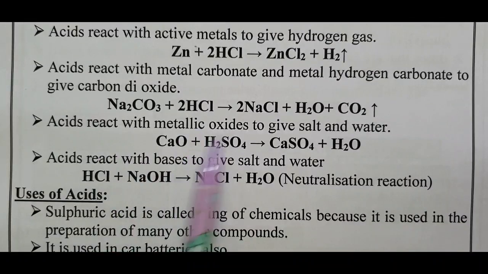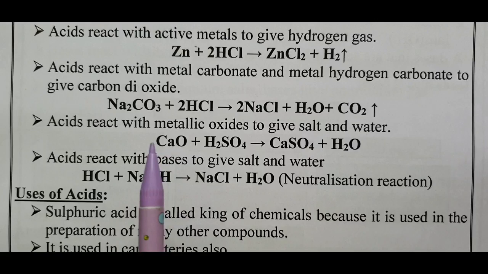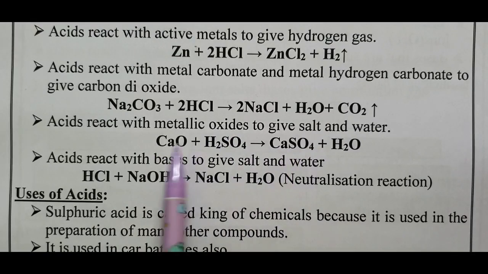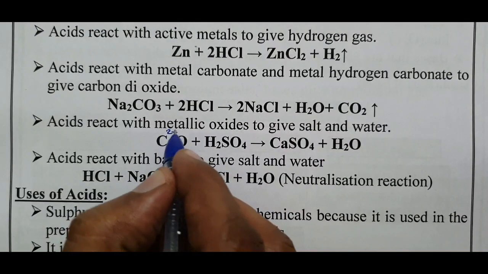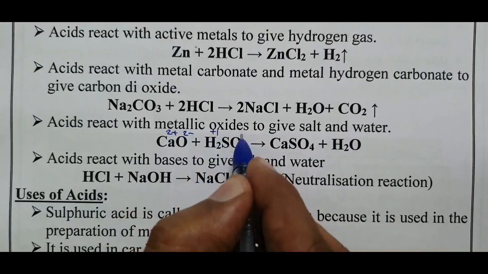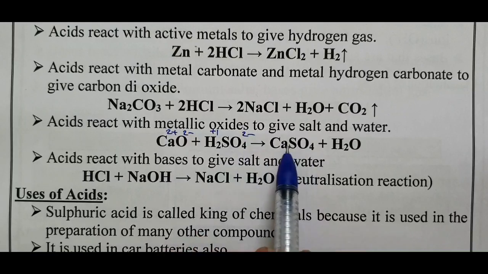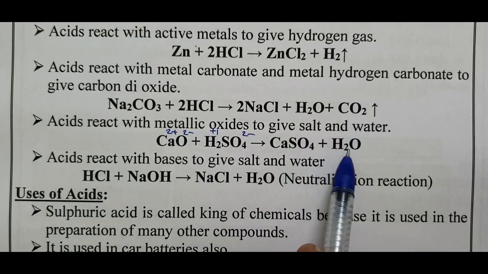Acids react with metallic oxides. All metallic oxides are called basic oxides. A base undergoing reaction with an acid gives salt and water, a neutralization reaction. Calcium is a 2 plus ion, oxygen is a 2 minus ion, hydrogen is a monopositive ion, sulfate is a 2 minus ion. This plus combines with this minus to form calcium sulfate, H plus combines with the O2 minus ion to form a water molecule.